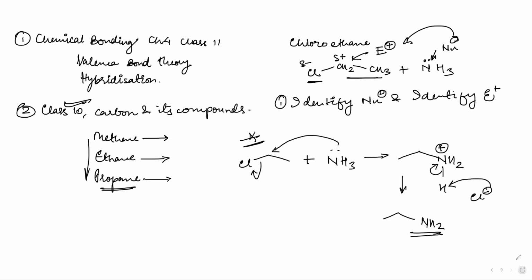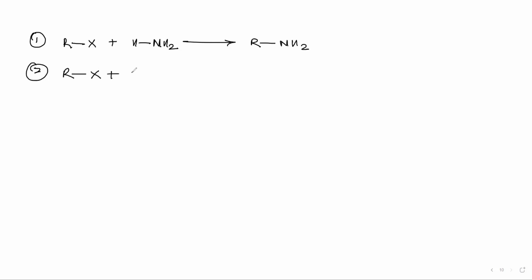But if you don't want to remember this, there are only three things you should remember. RX plus NH3 will give R NH2. The second thing you have to remember, RX plus hydrogen.